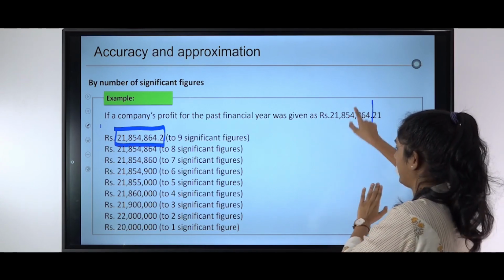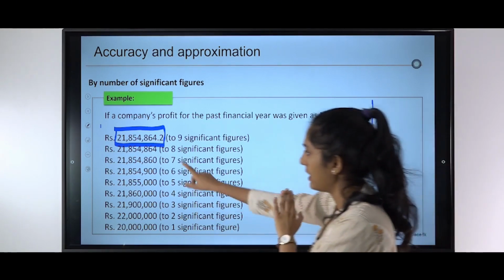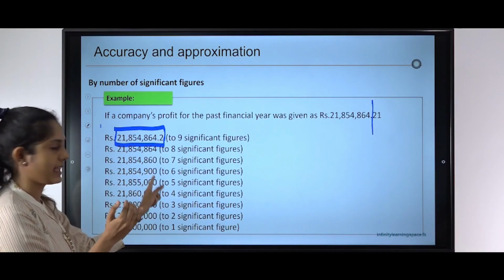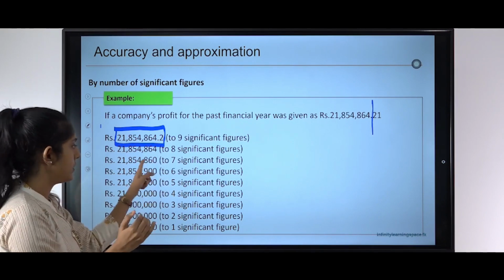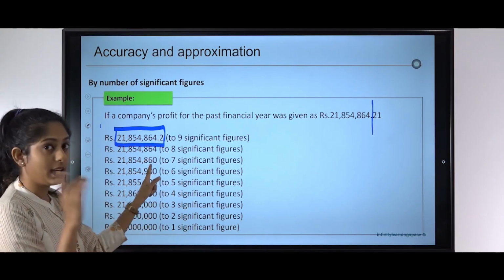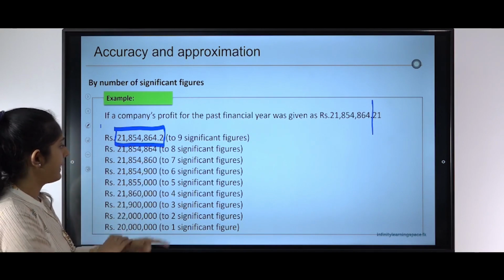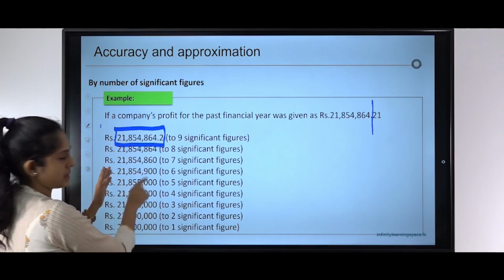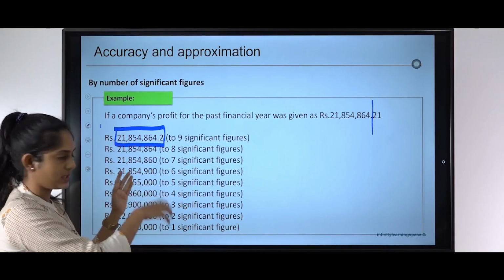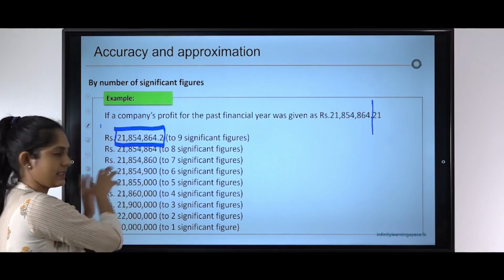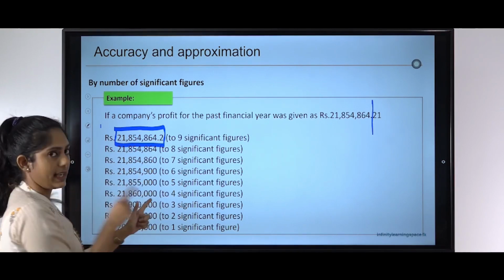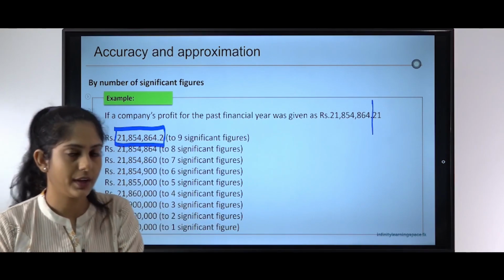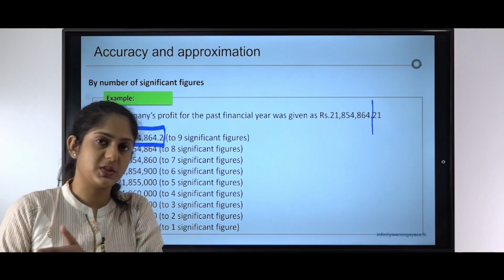It will be 21,854,864. Same way 7 significant figures, 1 less, the last one will be a 0. So that will be again to the correct round off, so 860. Now then 6 significant figures, so only 6 numbers of figures, last are zeros. So zeros are not significant, others are the significant ones. In this case, round off 864, rounding off will go to 900.